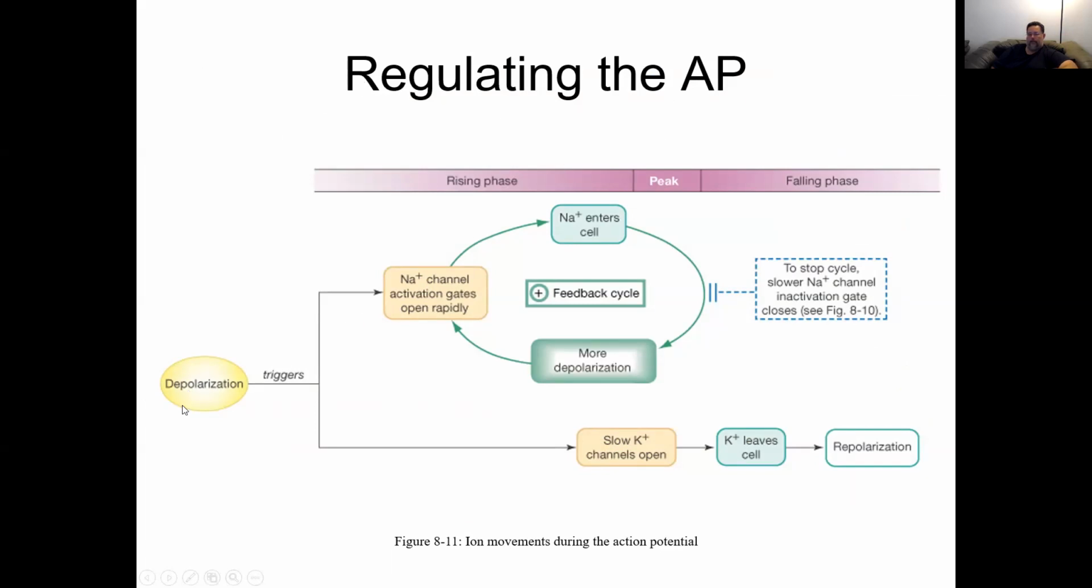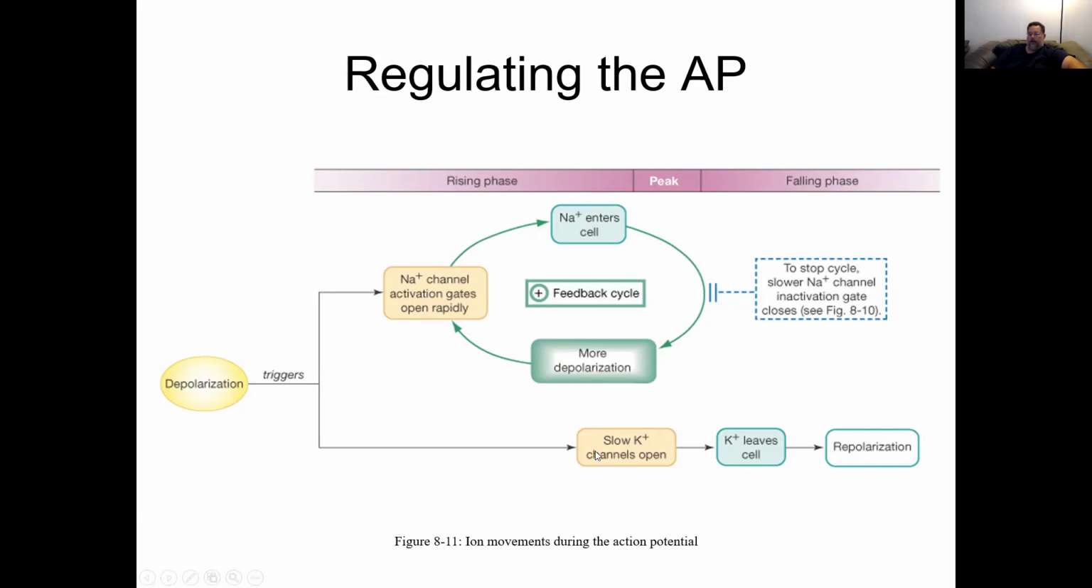That's what AP is. Depolarization comes along, meaning that depolarization makes the inside more positive. It opens up the sodium activation channels, as I've already showed you in those different figures. The activation gate opens, sodium comes in. This is a positive feedback cycle. So that means more sodium channels down the road are going to depolarize and open. And this will continue traveling down the axon. So that's what this is showing you.